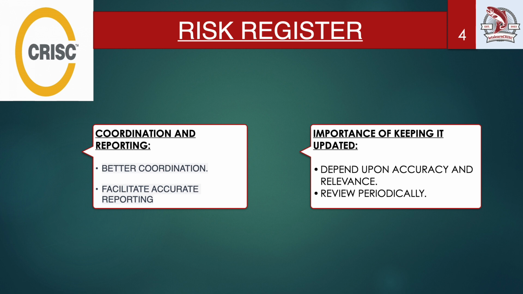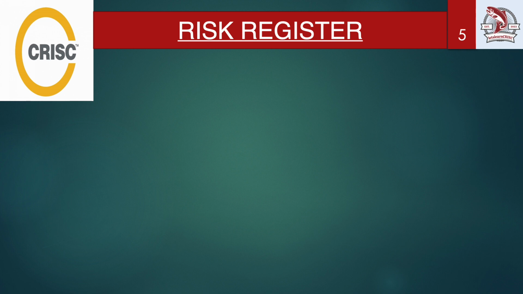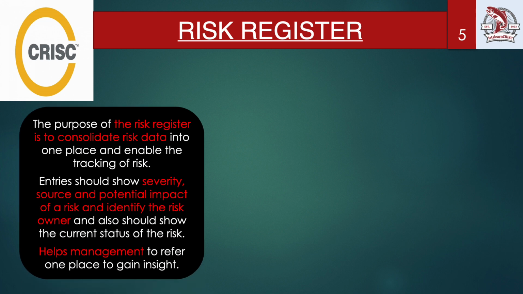An example might be a technology company. Just take the example of a technology company using a risk register to track potential cybersecurity threats. They would list different types of threats such as data breaches or hacking attempts, along with how serious each threat is, where it comes from, that is external hackers or internal mistakes, and what the company is doing to prevent or address these threats. So this gives the company a clear picture of its vulnerability and helps them allocate resources to protect their system. So friends, in a nutshell, the purpose of the risk register is to consolidate the risk data into one place and enable the tracking of the risk.